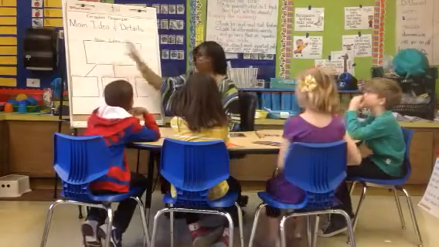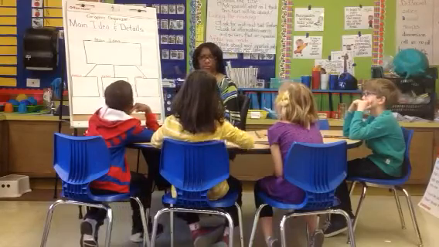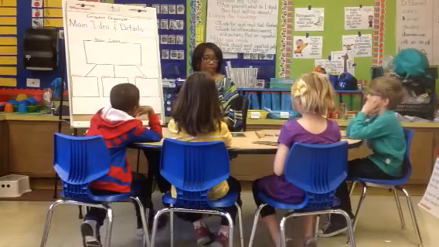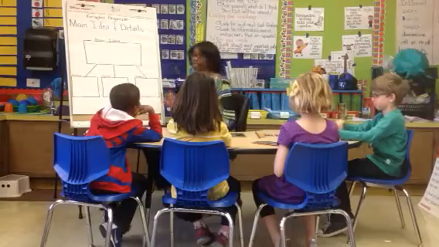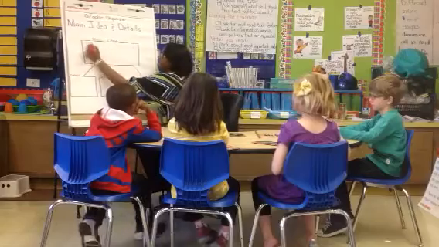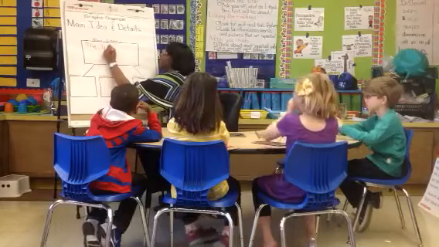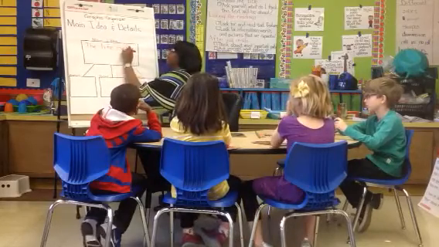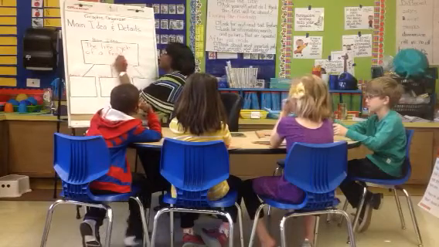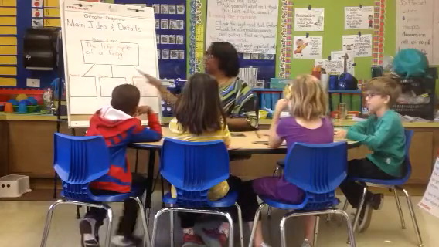So who can tell me, what was this text all about? Audrey? A frog and a tadpole changing and then growing into a little frog and then a big frog. Okay, so the changes of a frog, how it grows and changes. Is that correct? It's the life cycle. Okay, the life cycle of a frog. I think that's great. So the main idea of this text is the life cycle of a frog.